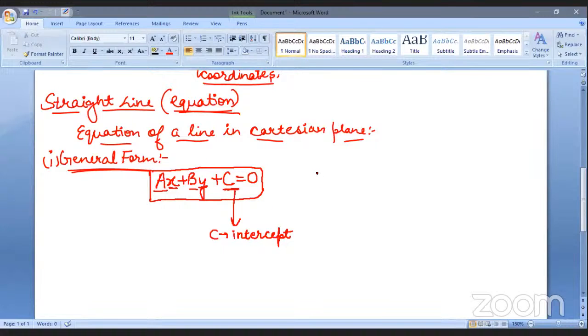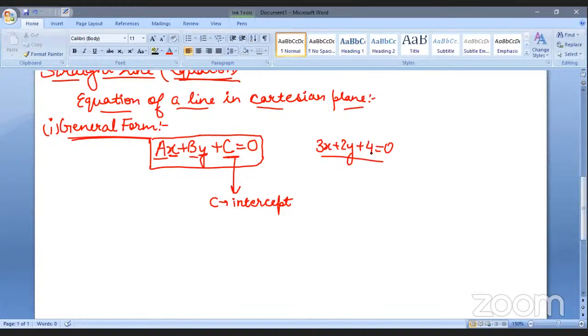For example, we can have a line as 3x + 2y + 4 = 0, right? So this will be the equation of a straight line. This is the general equation where we have c as the intercept, a as the coefficient of x, and b as the coefficient of y, and so on, right? So this is the general form.